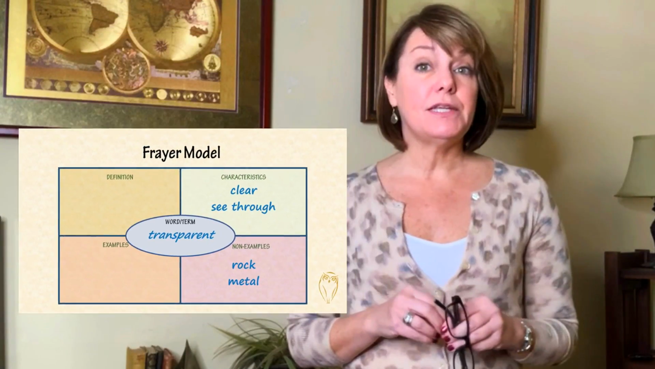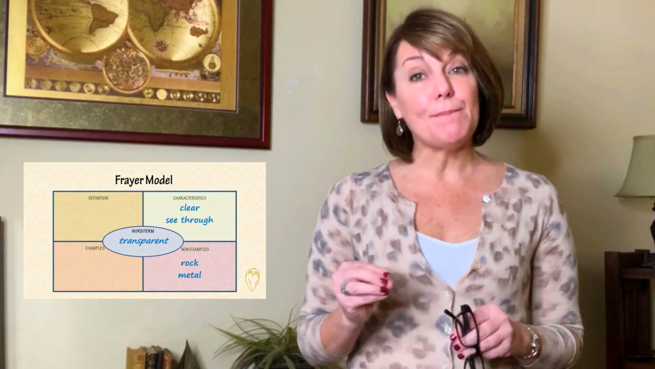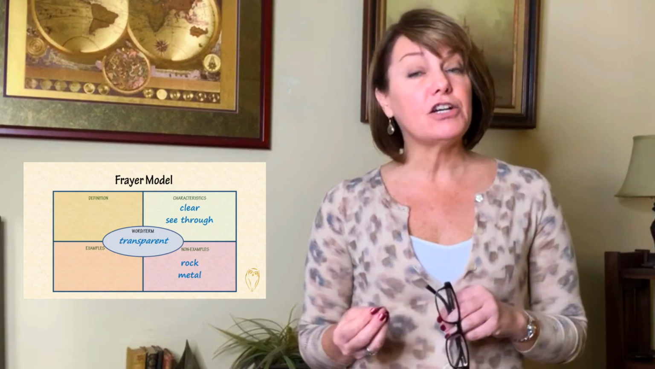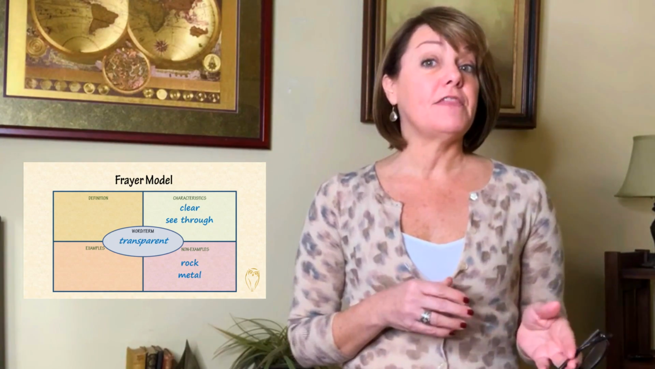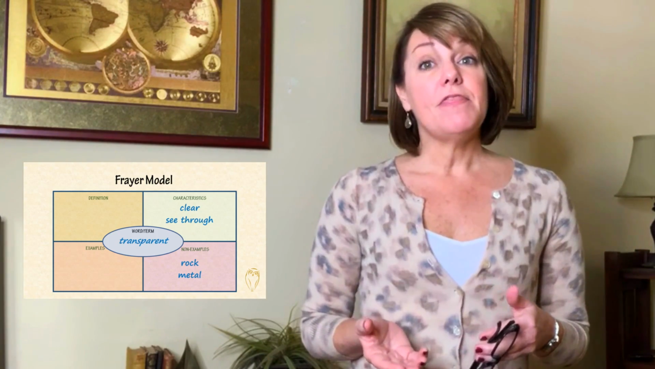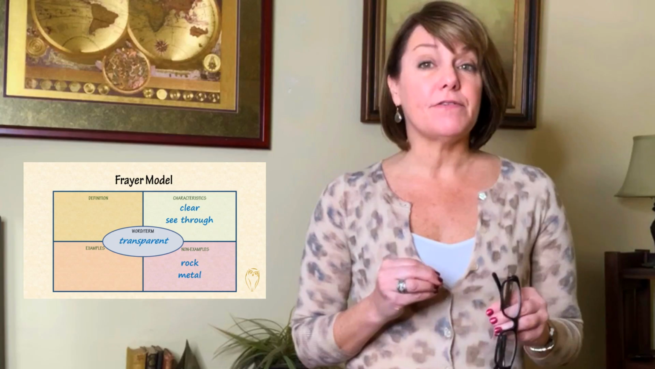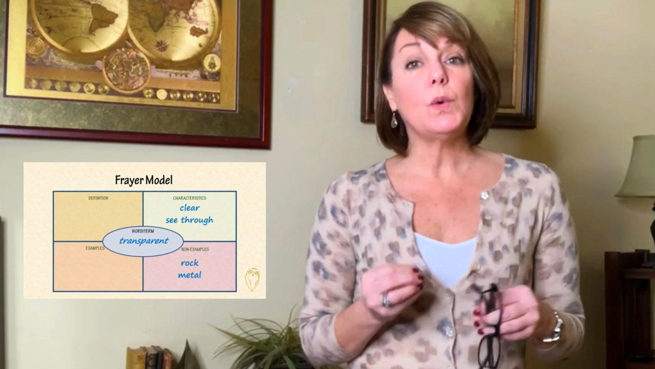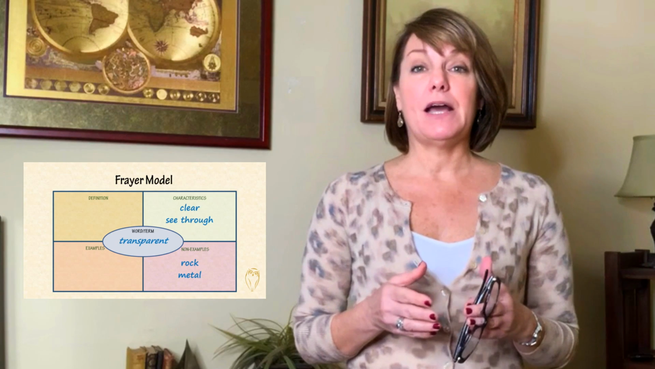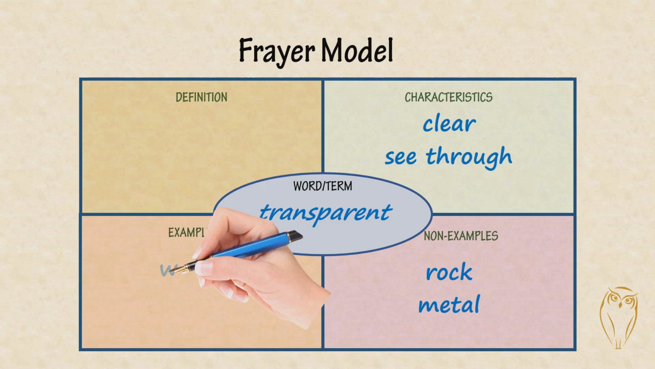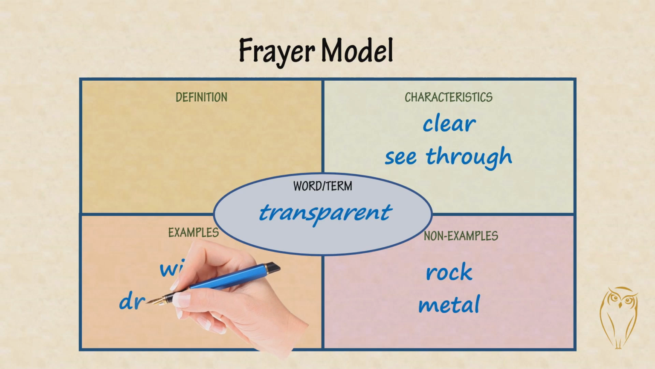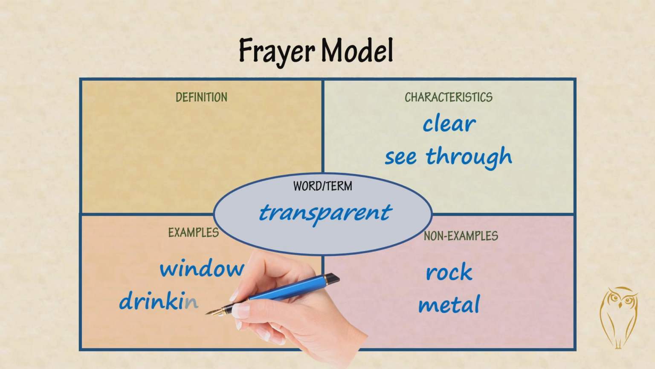So the block next to it is where I'm thinking about examples for the word transparent. And because I said transparent is something clear or I can see through, and I think that non-examples are things like rock or a piece of metal, then when I think about the opposite of that, I start to think about things like windows or water, maybe actually specifically drinking water, because muddy water I couldn't see through. So in this block on the bottom left, I'm going to write window and drinking water as my examples.